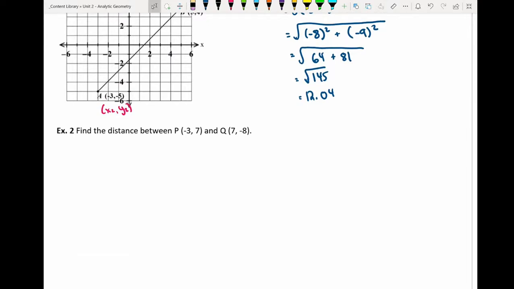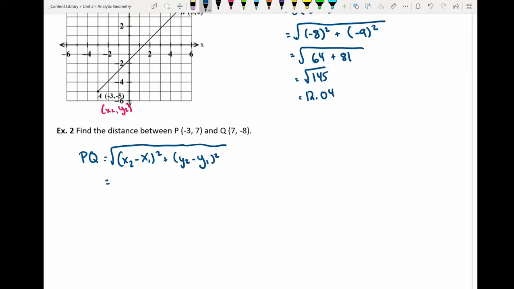Example 2, find the distance between P(-3, 7) and Q(7, -8). So again, same idea, except here we're not given an actual graph to look at, but it's okay because the formula doesn't really rely on the graph. We know our formula: the square root of (x2 minus x1) squared plus (y2 minus y1) squared.